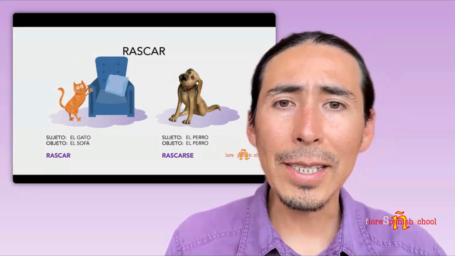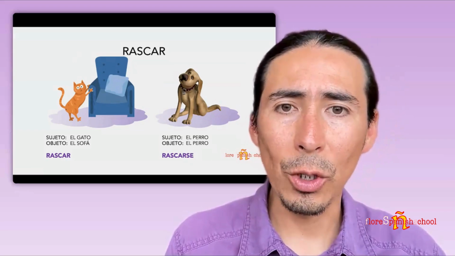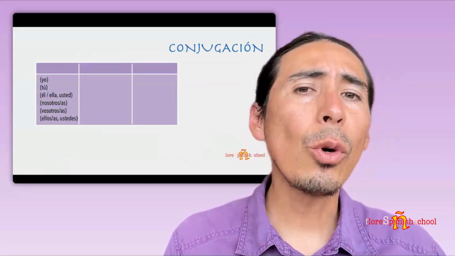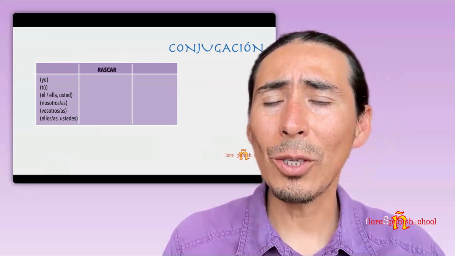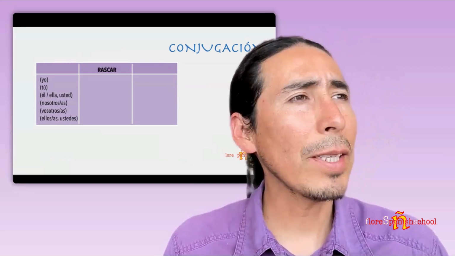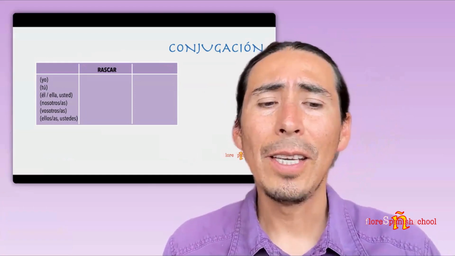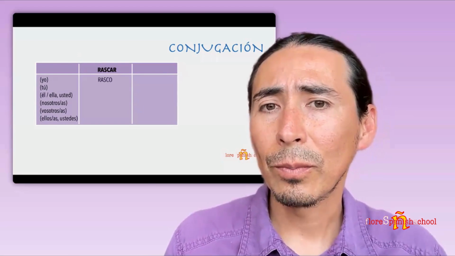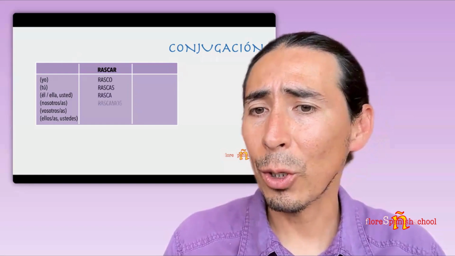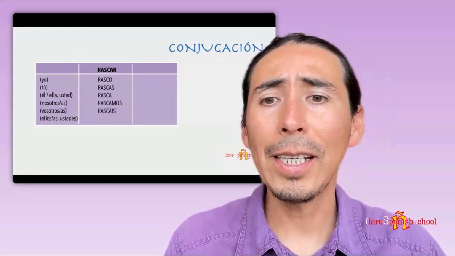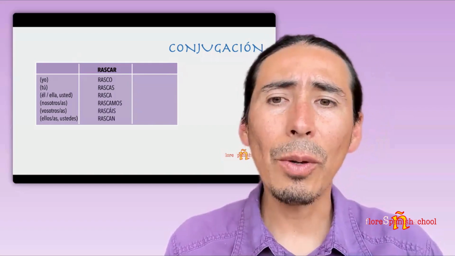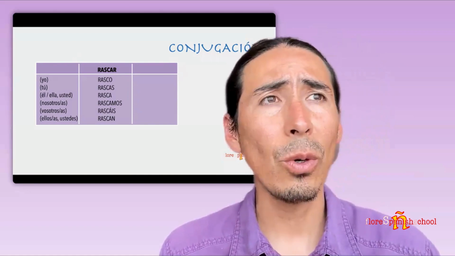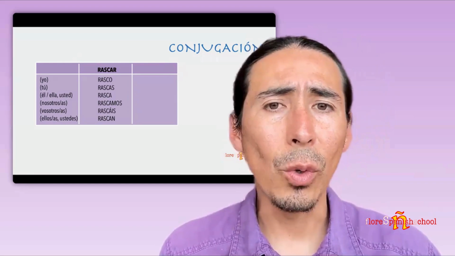And now let's go to the conjugation, conjugación. If we have a normal verb, whatever verb, let's talk about rascar. So when I'm the subject and the object is something else, we are going to say yo rasco. Tú rascas, él rasca, nosotros rascamos, vosotros rascáis, ellos rascan. So remember, this is when I'm the subject and something else is the object. So if I say yo rasco la pared, I scratch the wall.